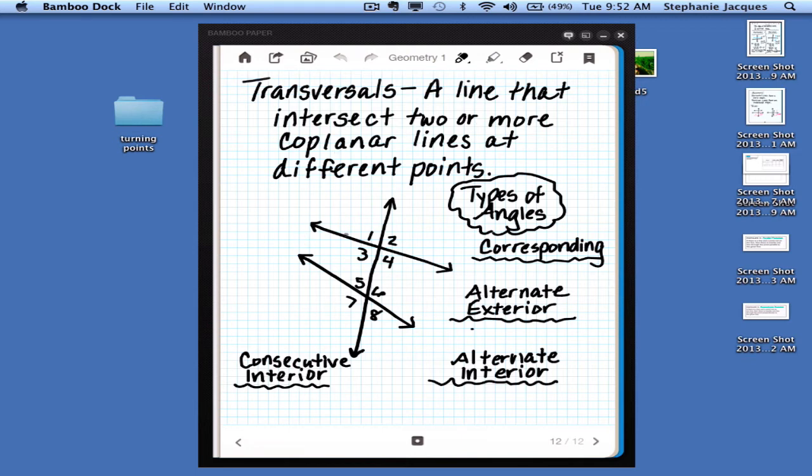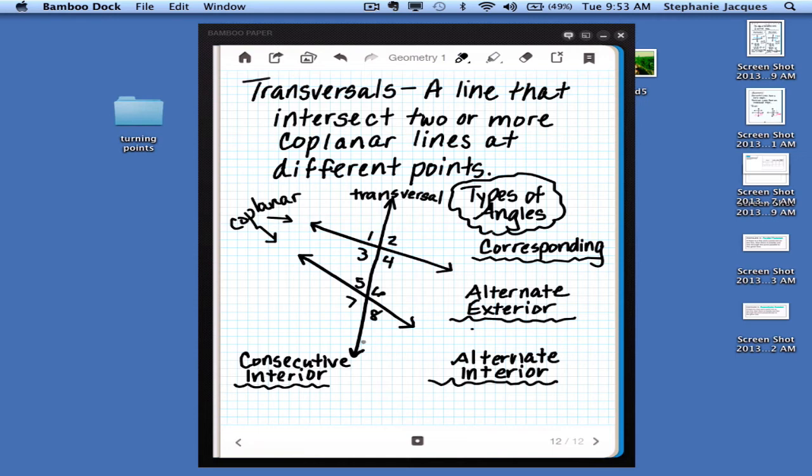So that just means these two lines right here are coplanar. They're in the same plane. And this line crossing through it is called the transversal. So you can write transversal there. So you can always create a transversal. If you have two lines and you just draw a straight line through it, that's your transversal. And I labeled my angles 1, 2, 3, 4, 5, 6, 7, and 8 because I want to talk to you about the different types of angles when you use a transversal.